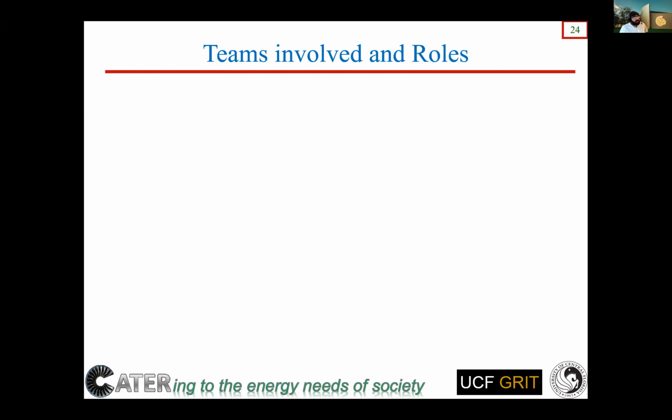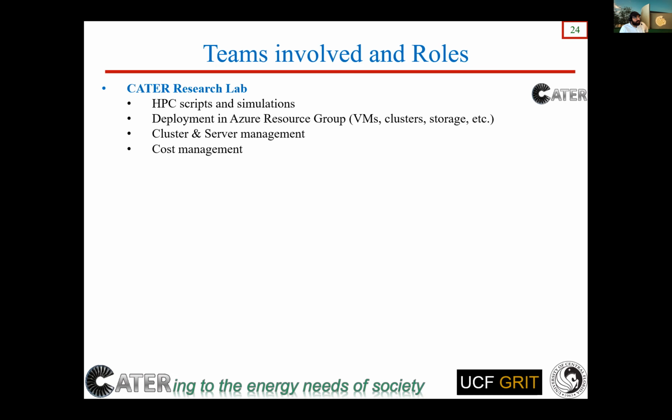Before I move ahead, I want to make sure the audience understands that getting these things done sometimes involves multiple teams. From the perspective of UCF, the first is the research lab, who were responsible for running their HPC scripts and simulations, but also for deploying the Azure resource group, any VMs, clusters, and storage. Once deployed, they were also responsible for cluster and server management and cost management. This is important because with on-premise resources you generally have a sysadmin or a team of Linux experts handling these things. But as a researcher, you have to dabble in the technology yourself to get a couple of these things resolved.